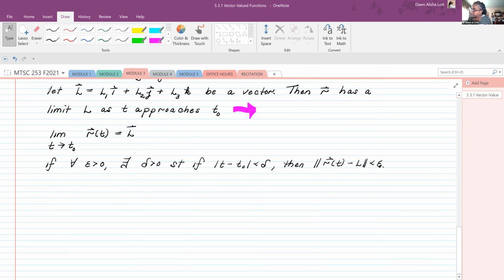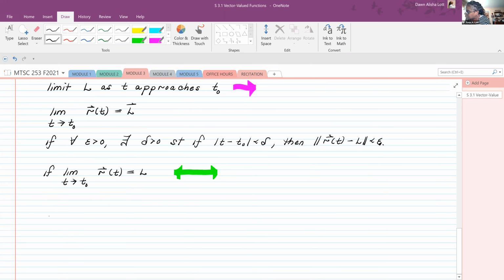So the limit as t approaches t naught of r of t is equal to L is the same as saying the limit as t approaches t naught of f of t is L1, the limit as t approaches t naught of g of t is L2, and the limit as t approaches t naught of h of t is L3.